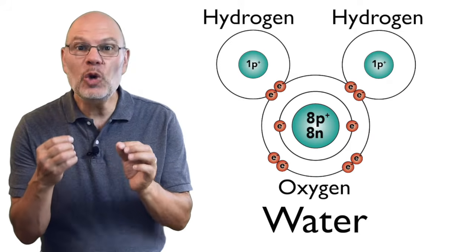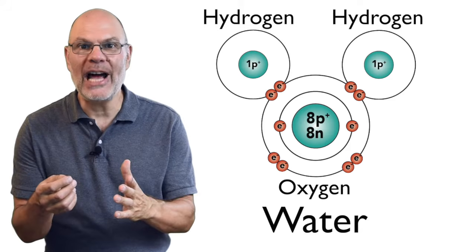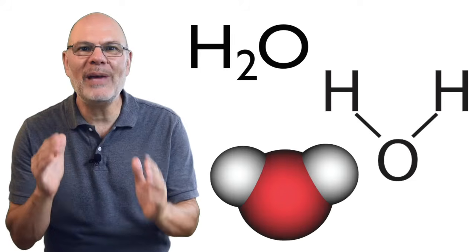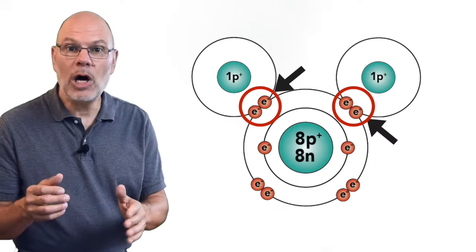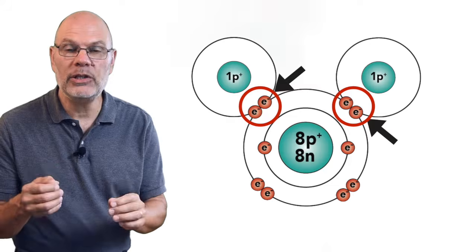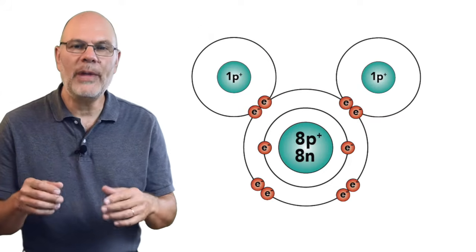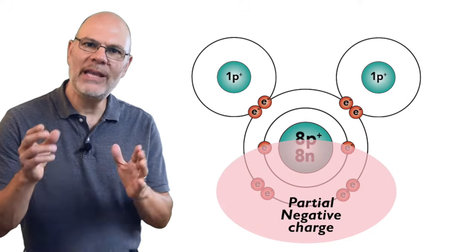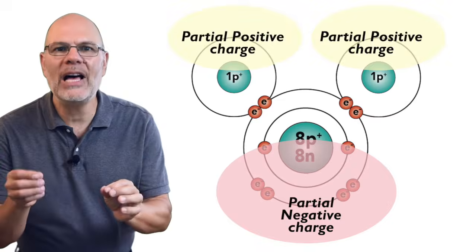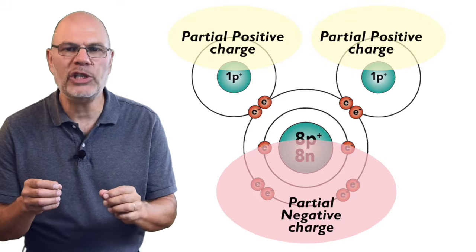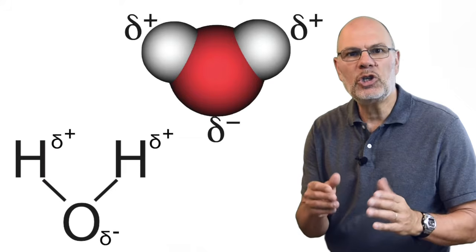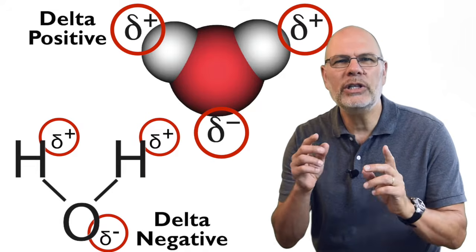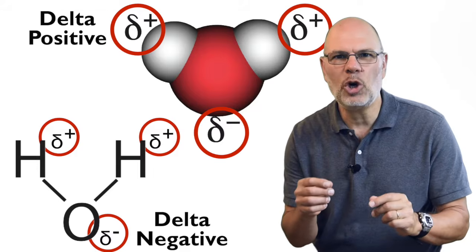Water is composed of 2 hydrogen atoms and 1 oxygen atom. Here's the molecular formula, the structural formula, and a space-filling model. The atoms in water are bonded together by covalent bonds, but the electron sharing is unequal, and the result is that a water molecule has a partial negative charge here by the oxygen atom and partial positive charges here by the hydrogen atoms. In your textbook and in lecture, you'll see these partial charges represented by these symbols. They're called delta positive and delta negative charges.